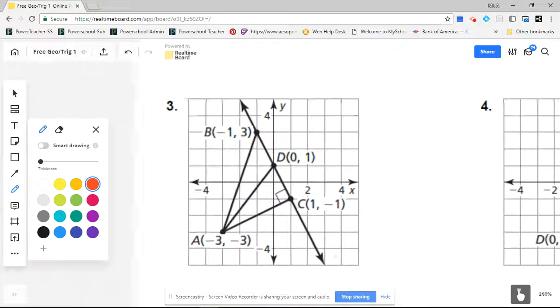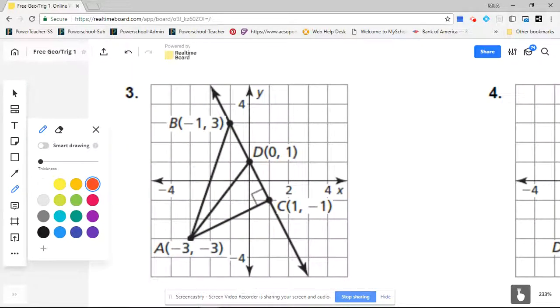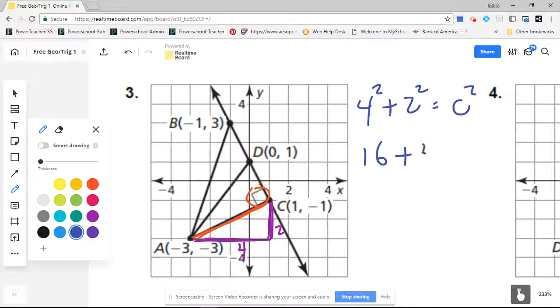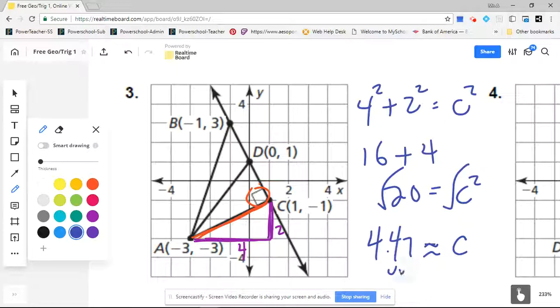What about number 3? Which one do we measure here? AB, AD, or AC? See the right angle there? It's got to be AC. So you would make your little right triangle. You got 4 on the bottom. You got 2 on the side. So you would do 4 squared plus 2 squared equals C squared. You got 16 plus 4. So that's 20 equals C squared, and then you would square root 20. So the square root of 20 is 4.47. And that's units.